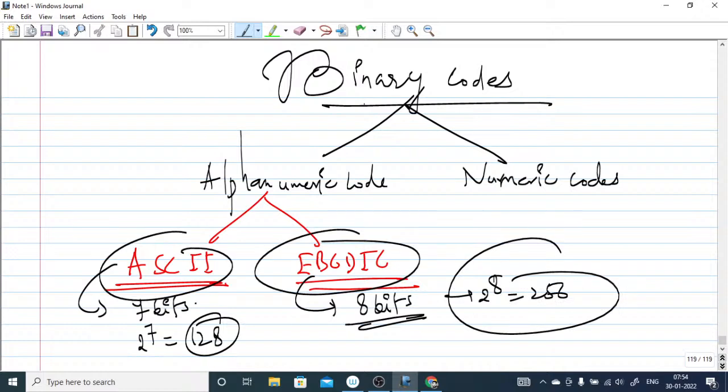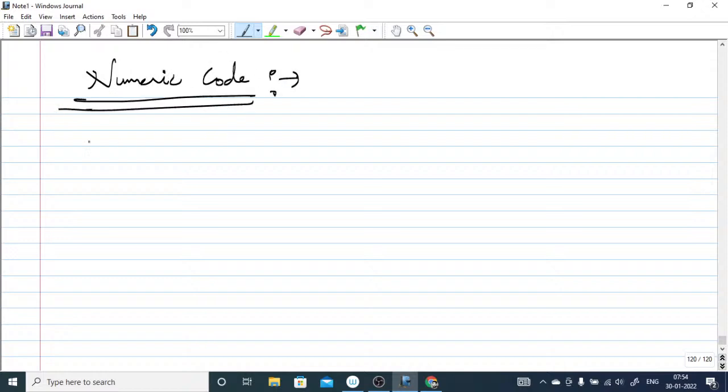And in case of numeric codes, we'll see binary coded decimal kind of a code, BCD and all. This is in our syllabus. So we will talk about binary coded decimal, BCD.